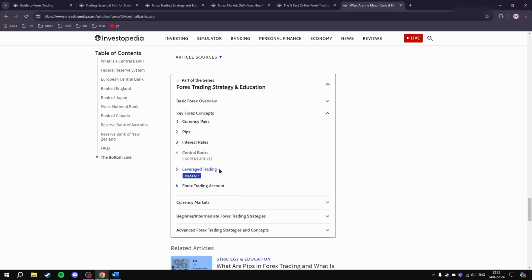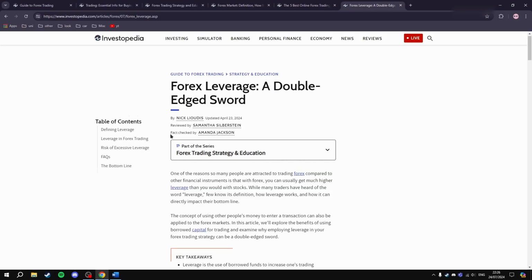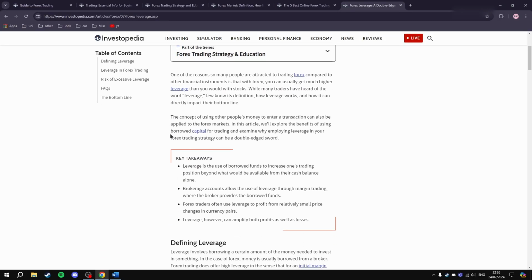On to the next one, leveraged trading. One of the reasons so many people are attracted to trading Forex compared to other financial instruments is that with Forex you can usually get much higher leverage than you would with stocks. While many traders have heard of the word leverage, few know its definition, how leverage works, and how it can directly impact their bottom line. The concept of using other people's money to enter a transaction can also be applied to the Forex market.